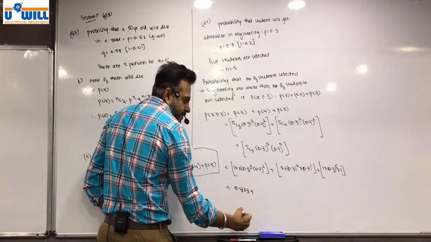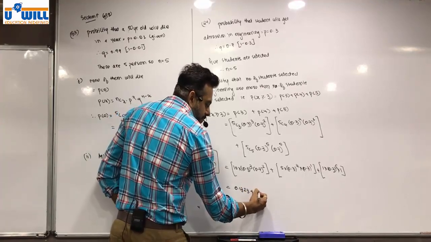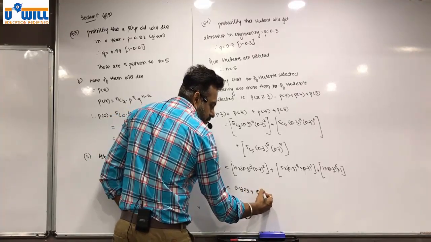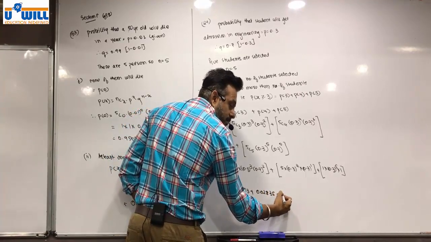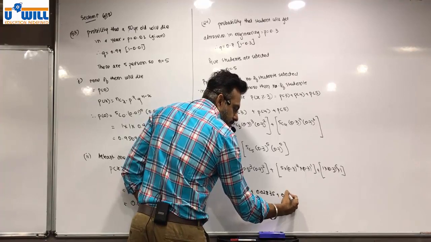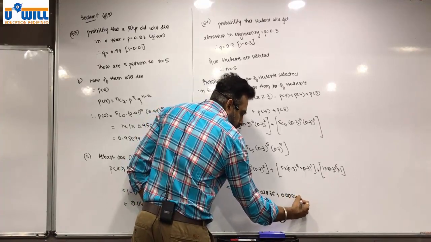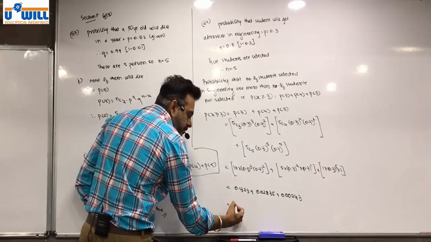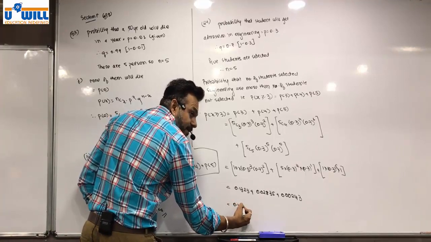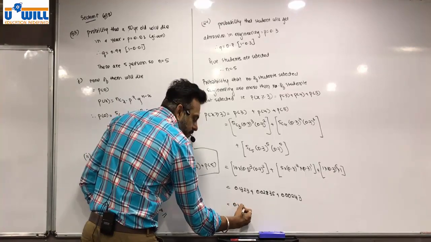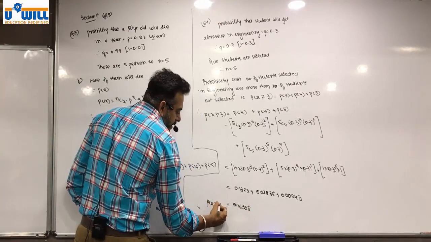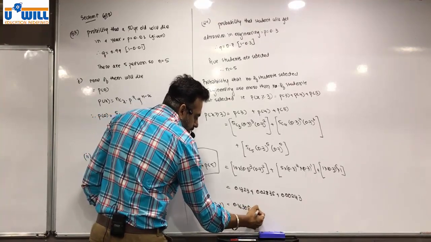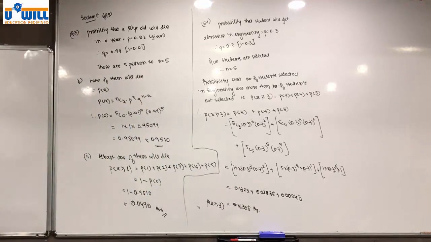0.1323 plus 0.02835 plus 0.00243, which is equal to 0.16308. Probability of X greater than equal to 3. Answer. Only 16% chance. बाकी सब कॉमर्स में आ जाए.